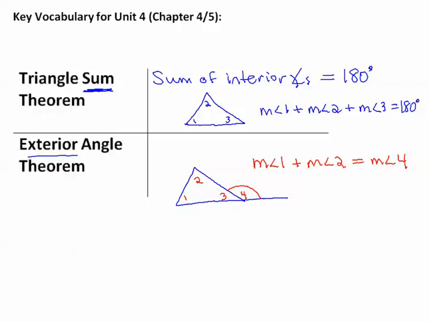How do we know which ones we're supposed to add together? These are the remote interior angles, the interior angles that are farthest away from the exterior angles. The sum of the remote, the ones farthest away, the remote interior angles equals the exterior angle.